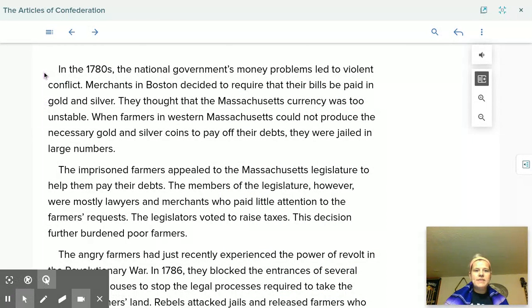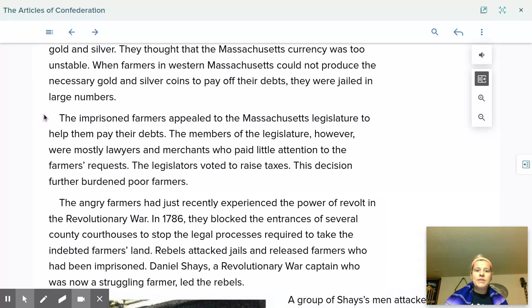In the 1780s, the national government's money problems led to violent conflict. Merchants in Boston decided to require that their bills be paid in gold and silver. They thought that the Massachusetts currency was too unstable. When farmers in western Massachusetts could not produce the necessary gold and silver coins to pay off their debts, they were jailed in large numbers.